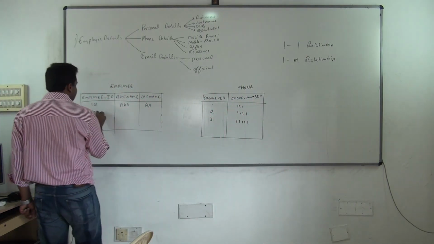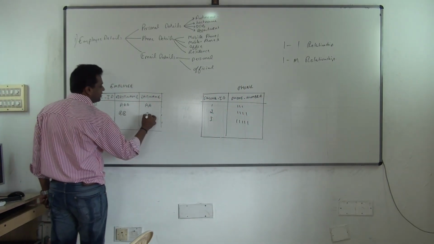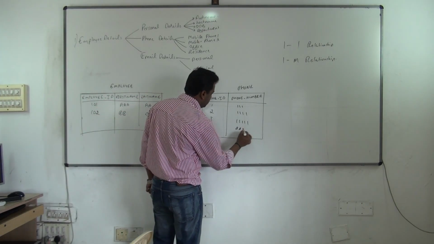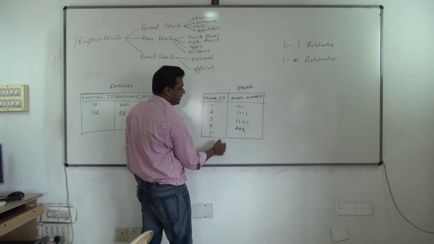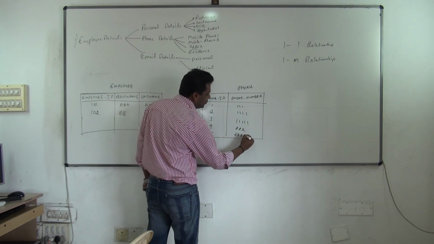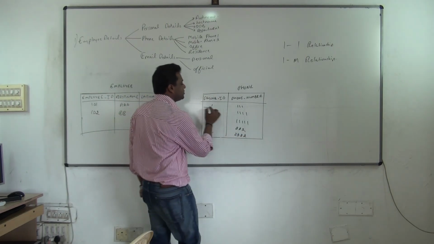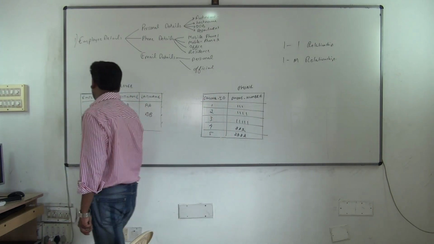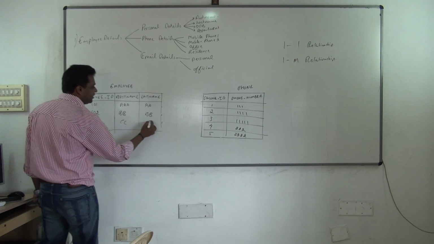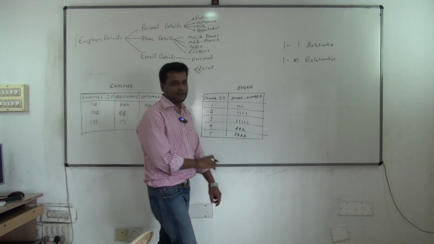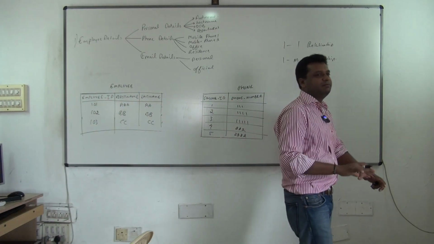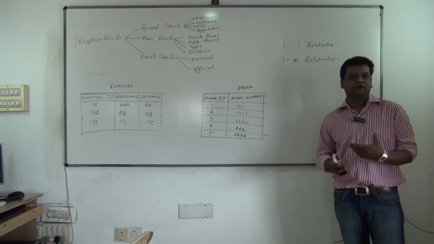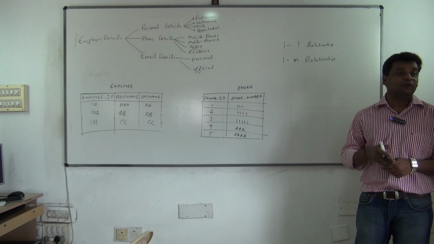Now one more person, B, has 2 phones. This is phone ID 2, 2, 2, 2. So B is having 2 phones. Now C is one more employee, and he doesn't have any phone. So this can be the scenario: some people will have phones, some people will not. We can't predict the number, how many will be there.